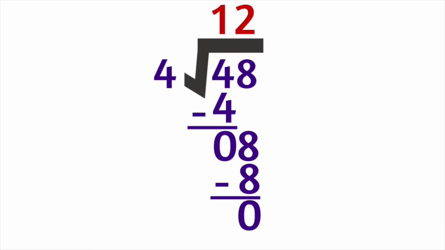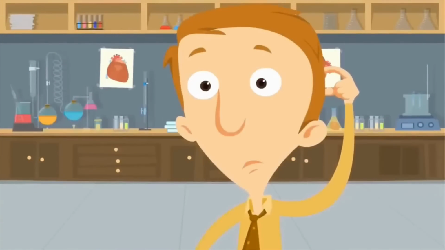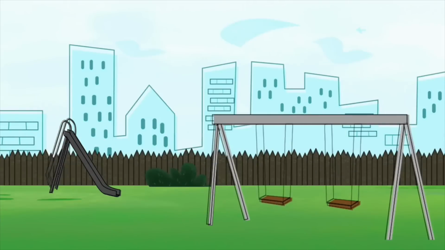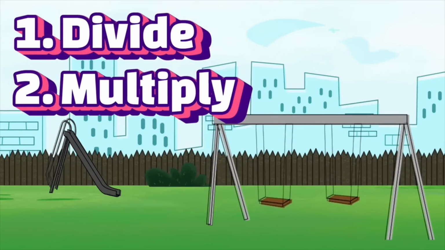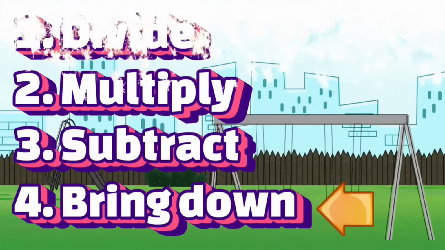And we have our answer, the quotient. The answer to this division problem is up here above the bracket. It's 12. 48 divided by 4 equals 12. That might seem like a lot of steps to remember, but there's a trick to learn them. To do long division, all we have to do is divide, multiply, subtract, bring down, divide, multiply, subtract, bring down.